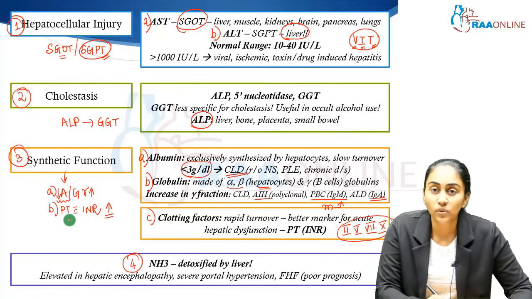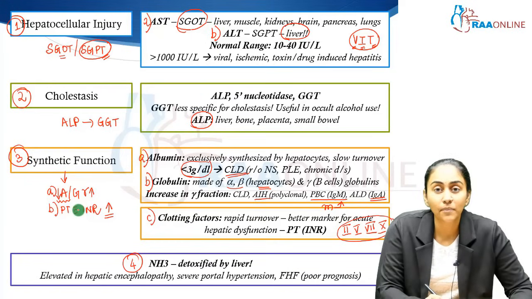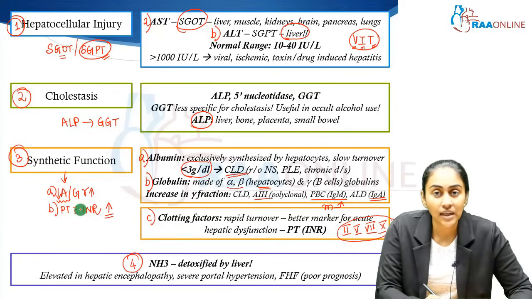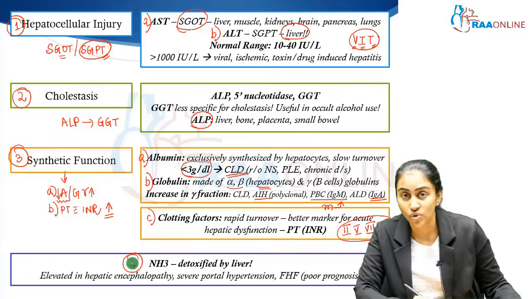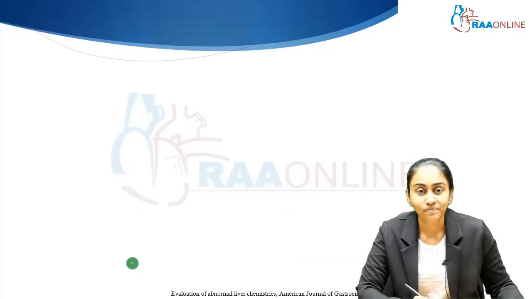And then finally, when you look at the synthetic function, two important tests: the albumin and globulin, where the albumin is going to be low and the gamma globulin is going to be high, and a PT with INR, where an elevation in the PT with INR tells us that there is an acute decline in the synthetic function of the liver. And finally, you have serum ammonia, which tells you that the liver is not detoxifying as well.